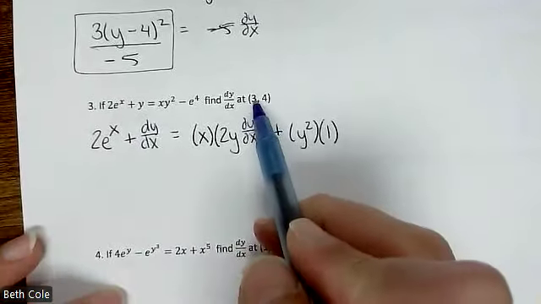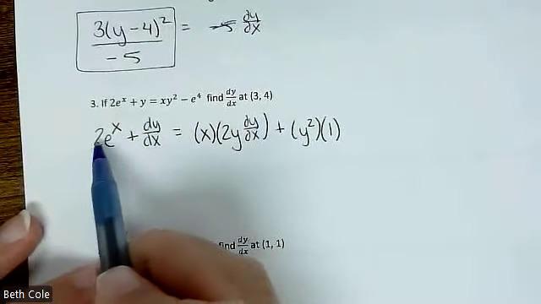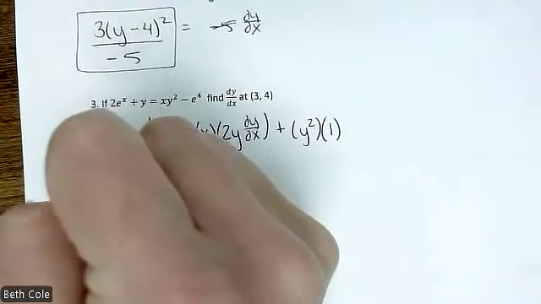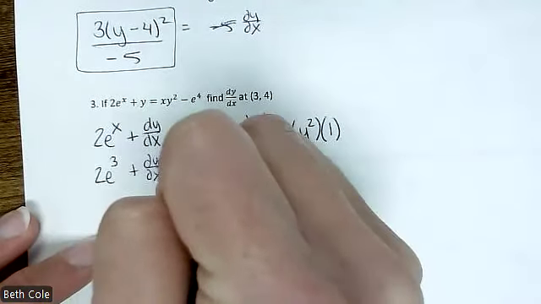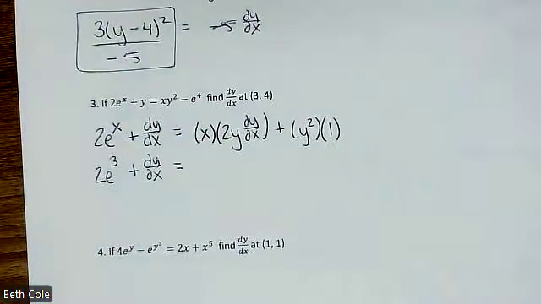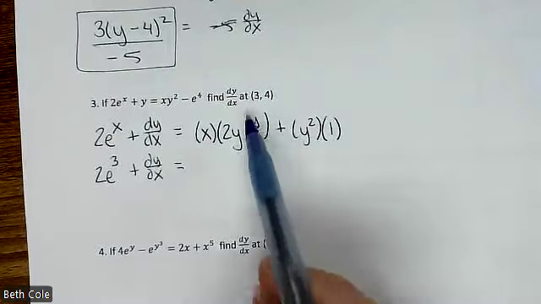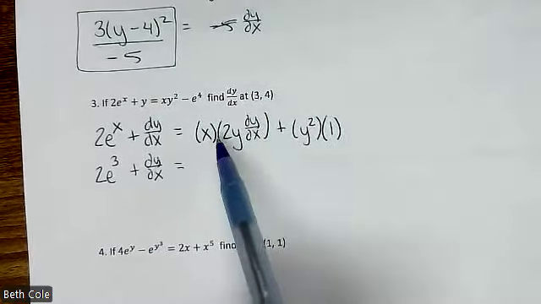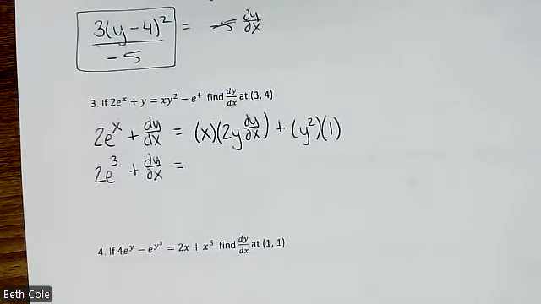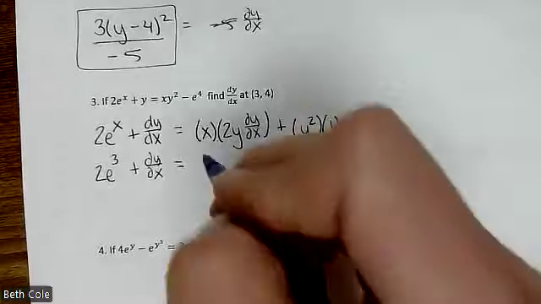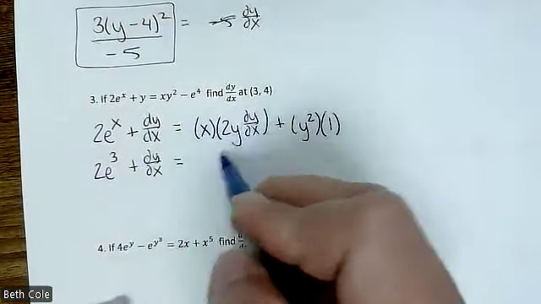So if we plug in 3 for x and 4 for y, we're going to have 2e to the third plus dy dx equals, and again, you're plugging in 3 for x and 4 for y. So we would have 3 times 2 times 4, which would give you what?